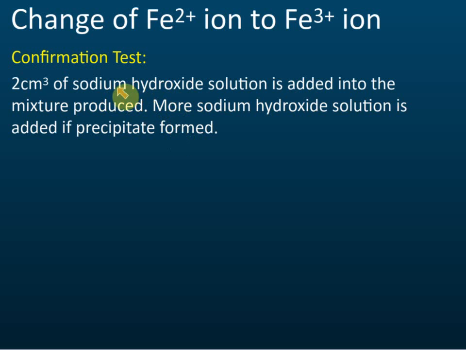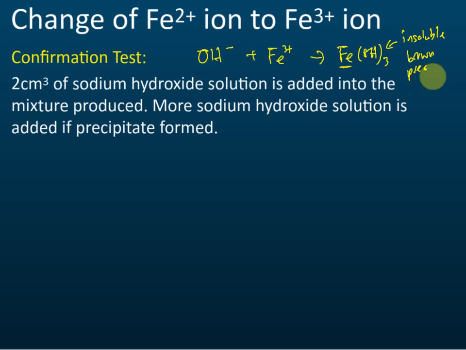Now, inside this sodium hydroxide, there are hydroxide ions. These hydroxide ions can react with iron 3 to produce iron 3 hydroxide, and this iron 3 hydroxide is insoluble. You should have learned this in Form 4 salts, the solubilities of oxides, hydroxides, and salts. So iron 3 hydroxide is insoluble, and because iron 3 is brown in color, the precipitate formed is also brown in color.